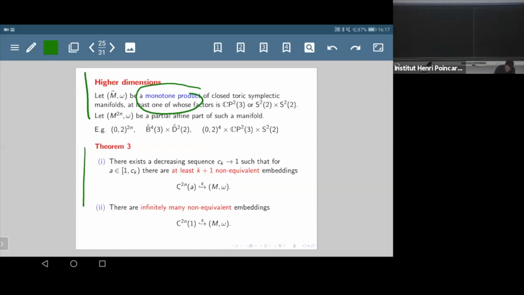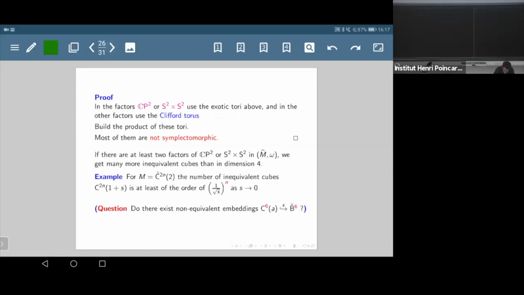So this is the same as before, but for when you want to embed cubes or slightly deformed cubes into such monotone products. You can take them closed, or you can take them partially closed, or you can take them, I think this is not so interesting. You understand. From this you can fastly push by taking products. You just take the Clifford torus in the new factor. But what is interesting is that it works for cubes into CPN and also the ball.